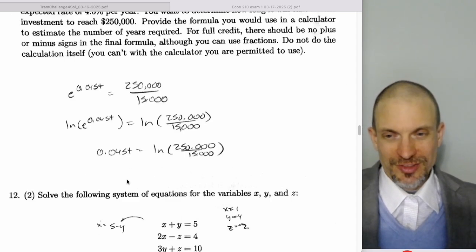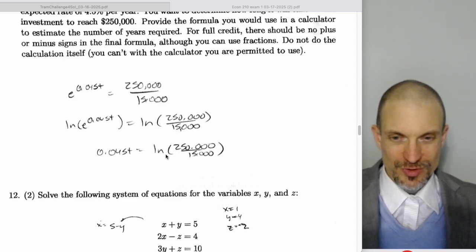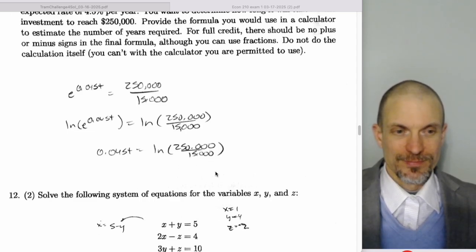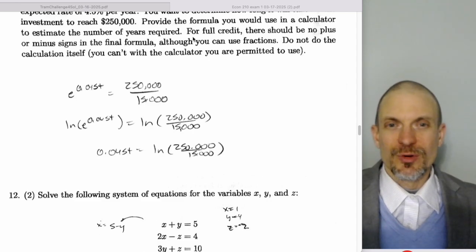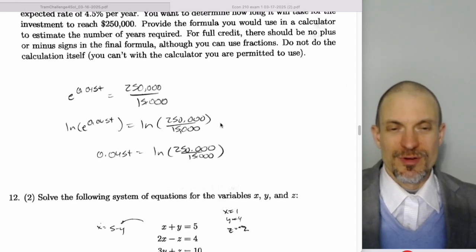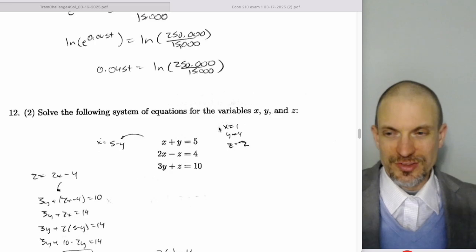So the next thing that we wanted was t is equal to natural log of this stuff divided by 0.045. We want to divide through and solve this for t. Because what do we want to do? Put the formula, estimate the number of years. Yeah, that's right. So we want to go at least that far.